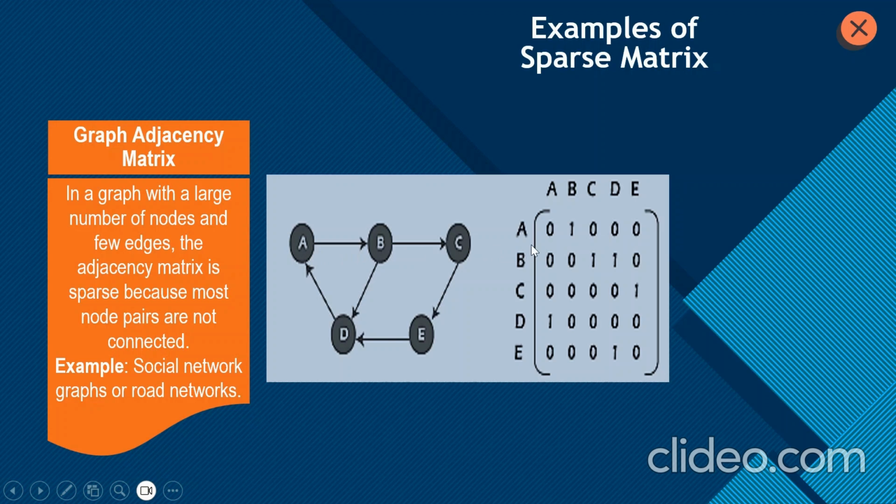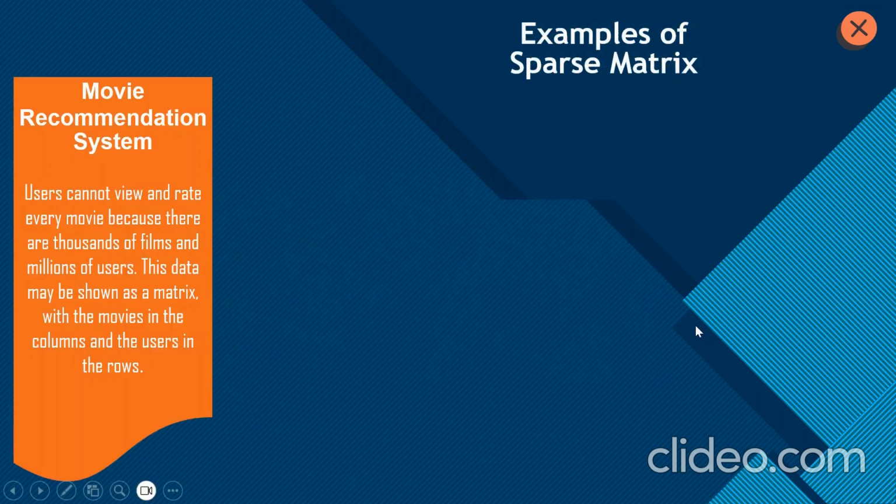If you look at the matrix for a moment, a 1 here means that there is a path between A and B, right? Similarly, a 1 here represents a path between B and C, right? But most of the nodes are not connected to each other, and that non-connectivity is represented by zeros in this matrix, right? Talking of another example, we can take a movie recommendation system.